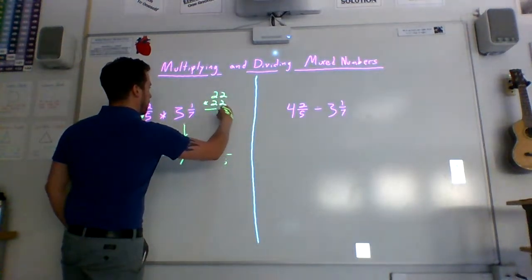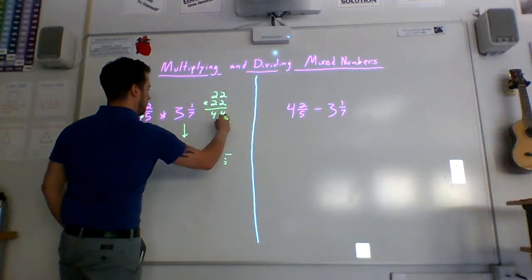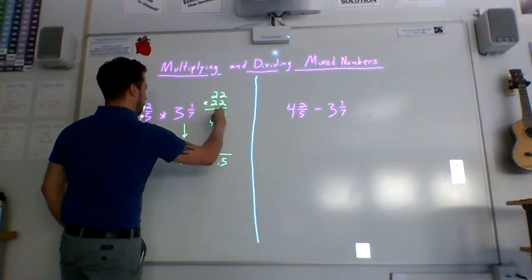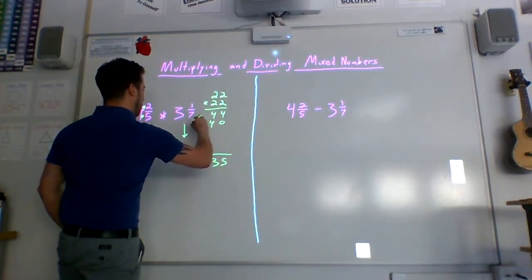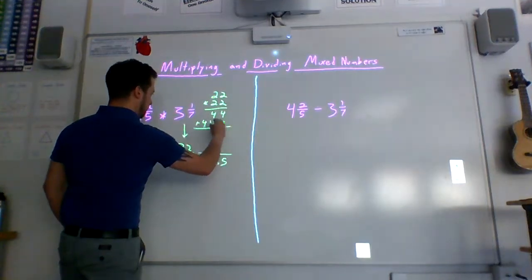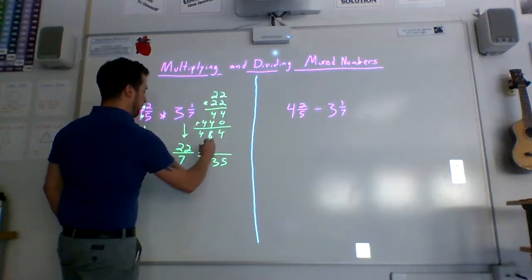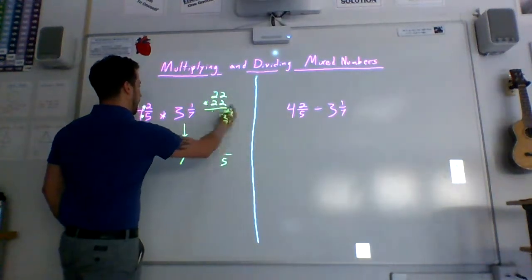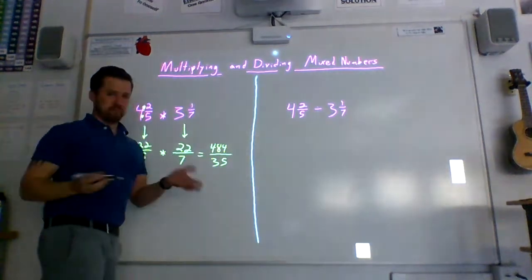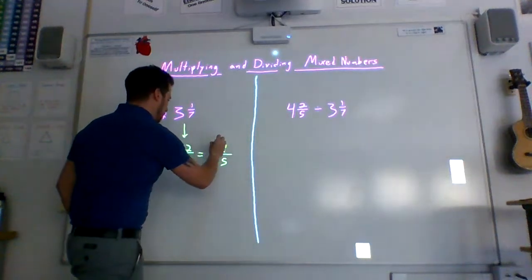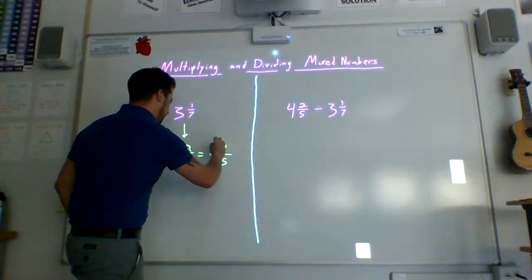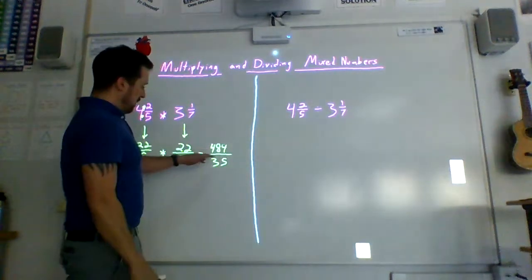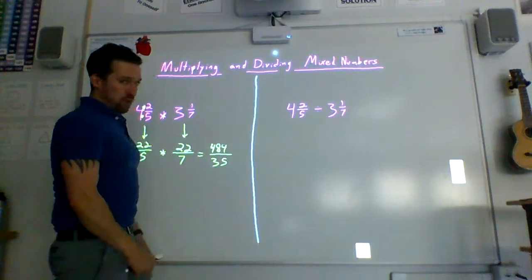2 times 2 is 4. 2 times 2 is 4. 2 times 2 is 4. We get 484. Now again, this is correct, but not correct enough. So what do we need to do? We need to figure out how many times we can get a 35 into 484.